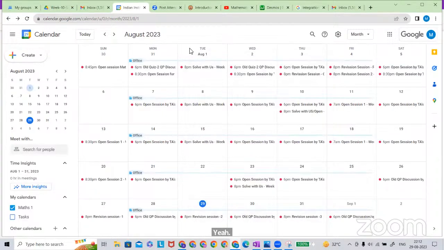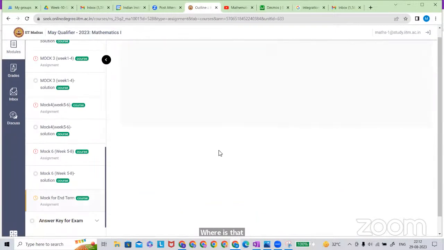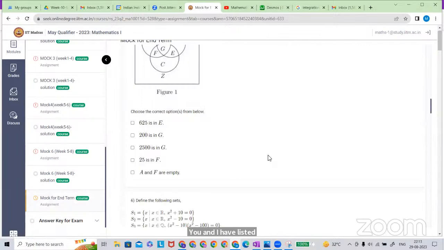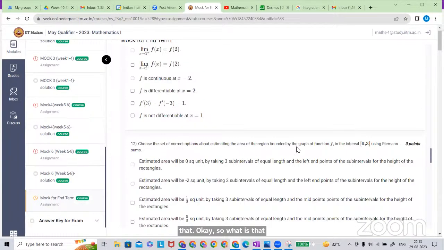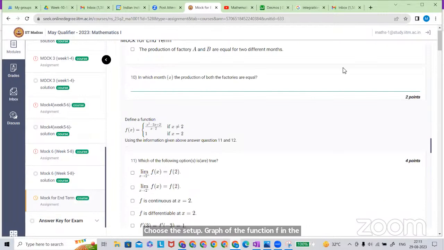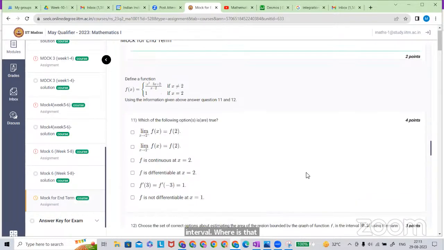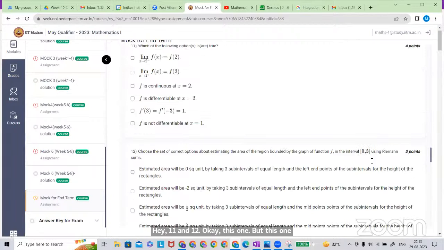Okay, where is that Riemann? Where is that mock? Even I have listed the mock, the Riemann sum problem is there. So what is that? Choose the set of correct estimates of the area of the region bounded by the graph of the function f in the interval 0 to 3 using the Riemann sum. Estimated area will be 0 units by taking 3.